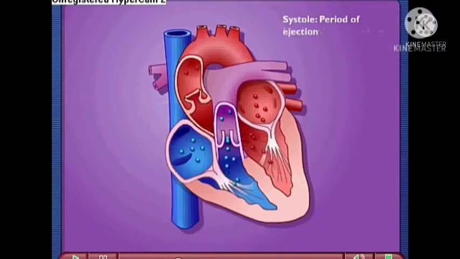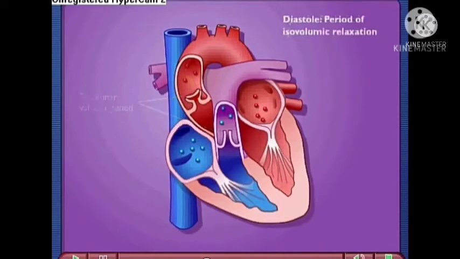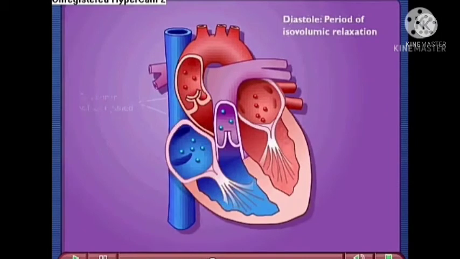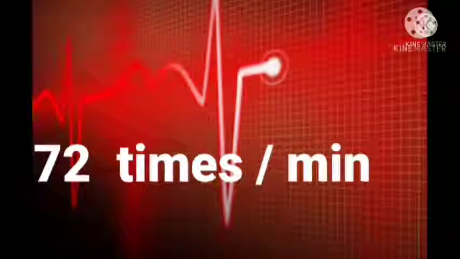The contraction of the chambers of the heart is termed systole. In systole, the blood flows from the atria to the ventricles and from the ventricles to outside. Then what is diastole? After systole, the atria and ventricles relax and the chambers of the heart get filled with blood, and this is called diastole. The average rate of heartbeat is 72 times per minute.